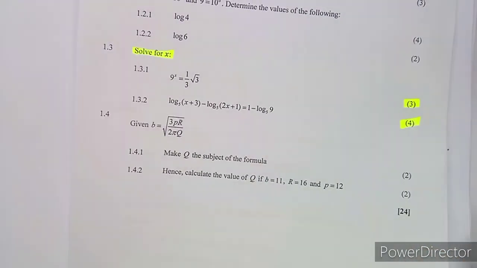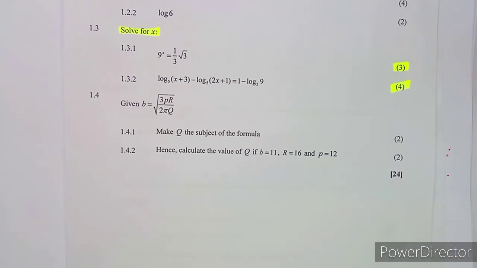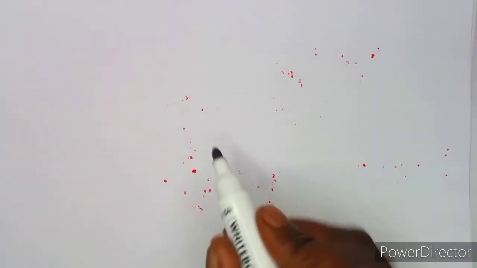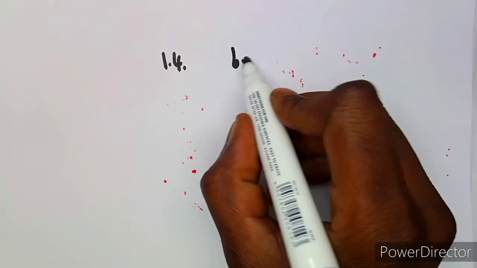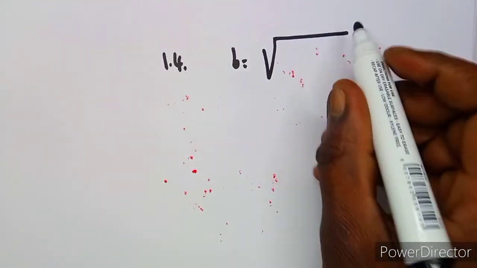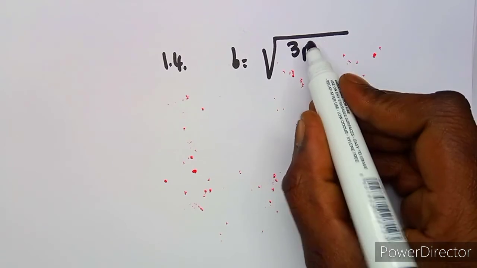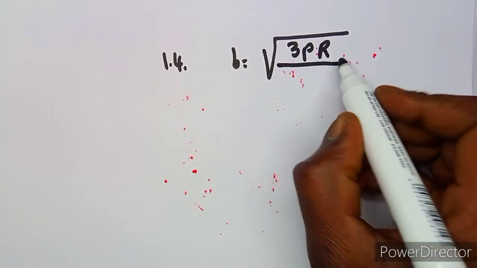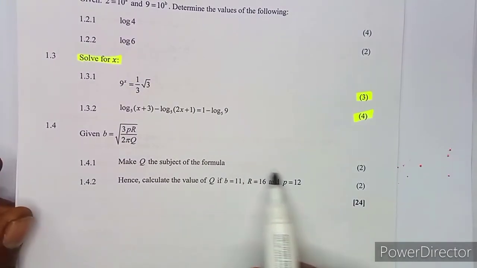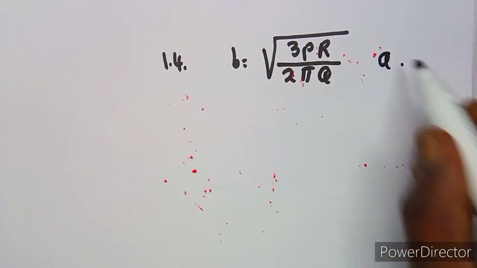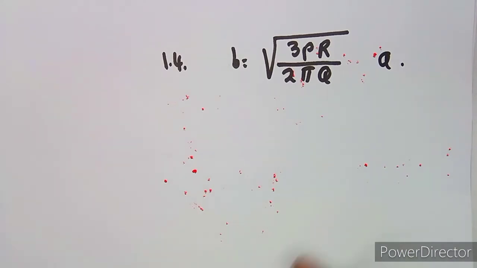What we are given here, we are asked to make q the subject of the formula. This one is now easier to work on, guys. This is 1.4. We are given that b is equivalent to the square root of 3pr over 2 pi q. That's 2 pi q, guys, like this. So the question is: make q the subject of the formula. So we have to make q the subject of the formula.